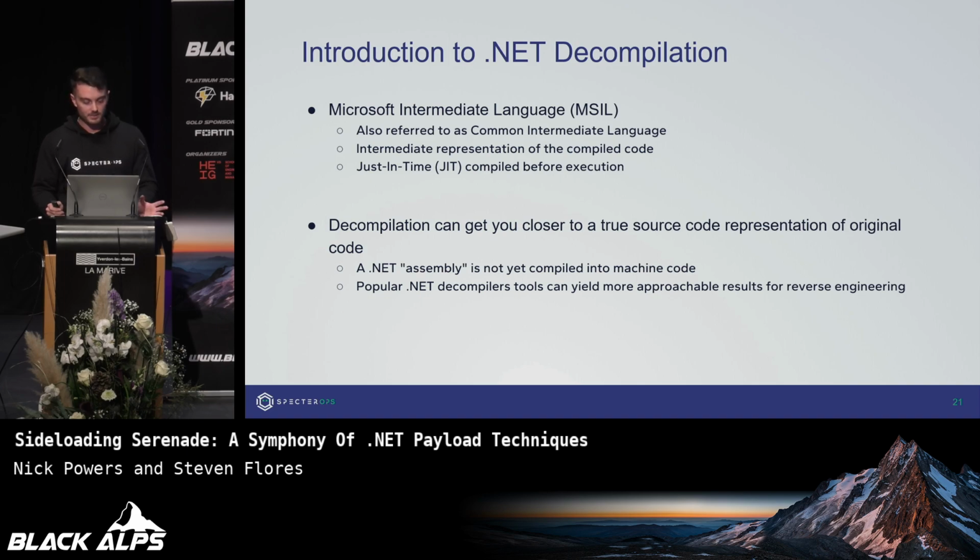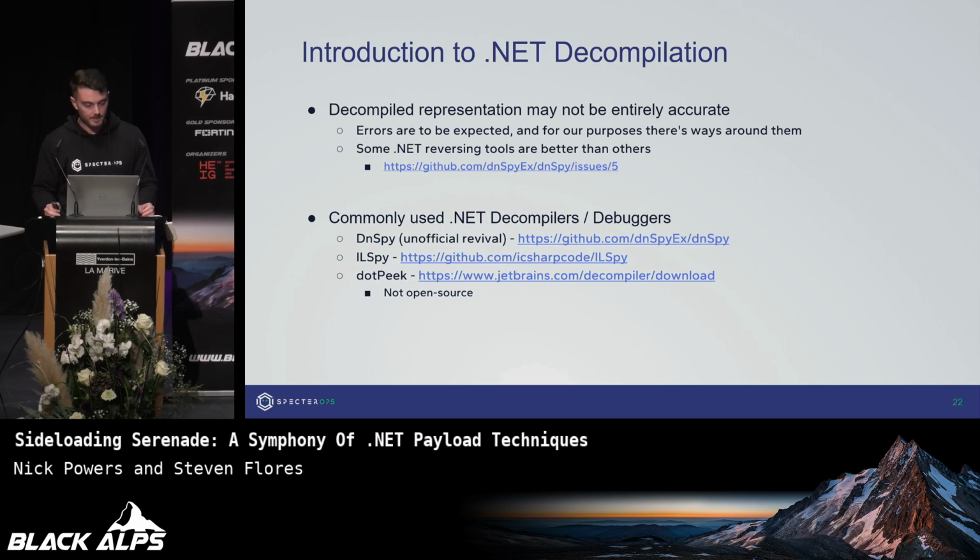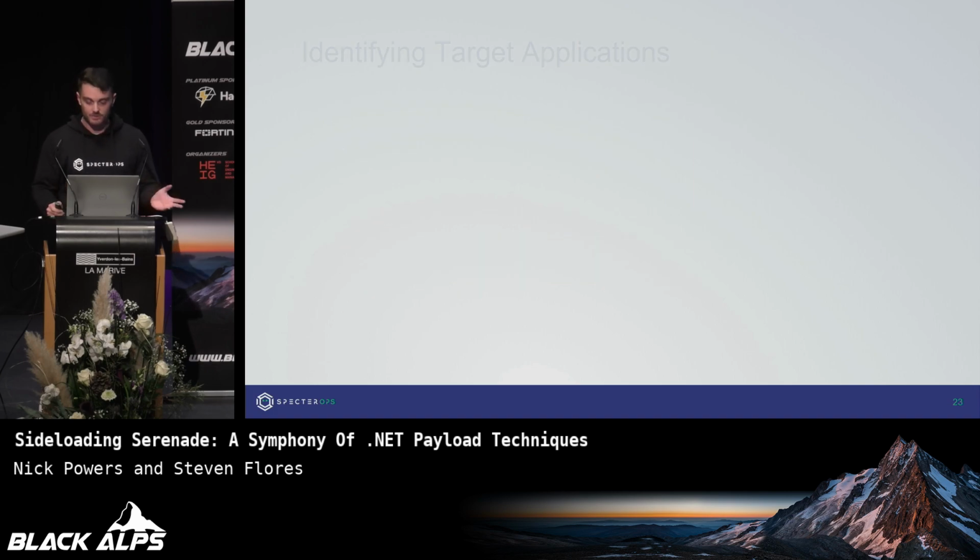And popular .NET decompilers, several of which have already been mentioned today, can yield more approachable results for this reverse engineering that we're about to do. It might not always be entirely accurate. Mileage may vary depending on the tool that you're using. There's some issues associated with popular decompilers, but generally, if you check out dnSpy, ILSpy, a few of these have already been mentioned today, mixing and matching can get you to the results that you need.